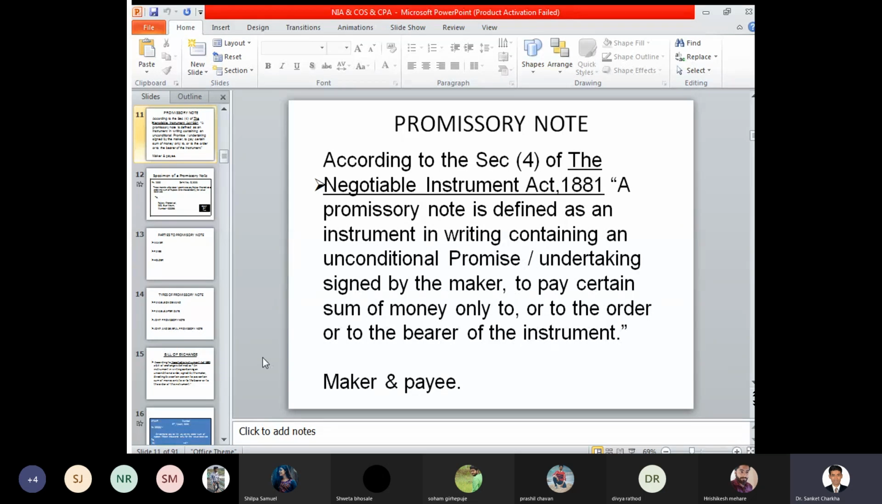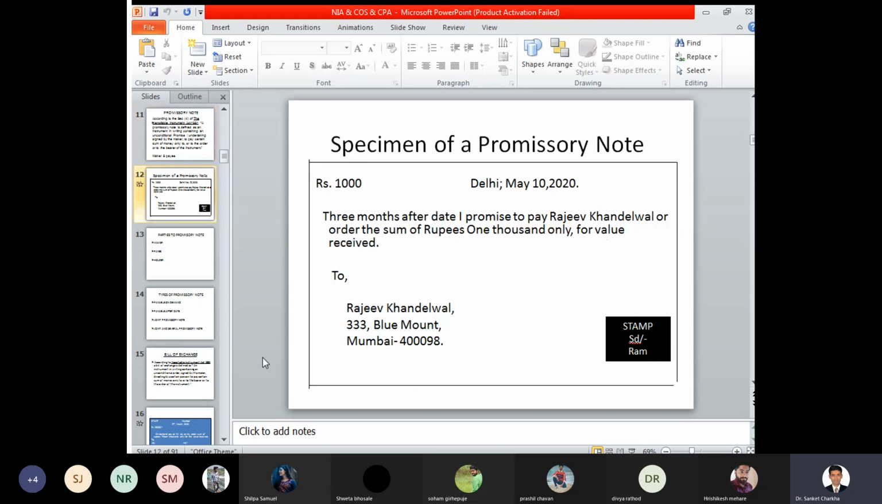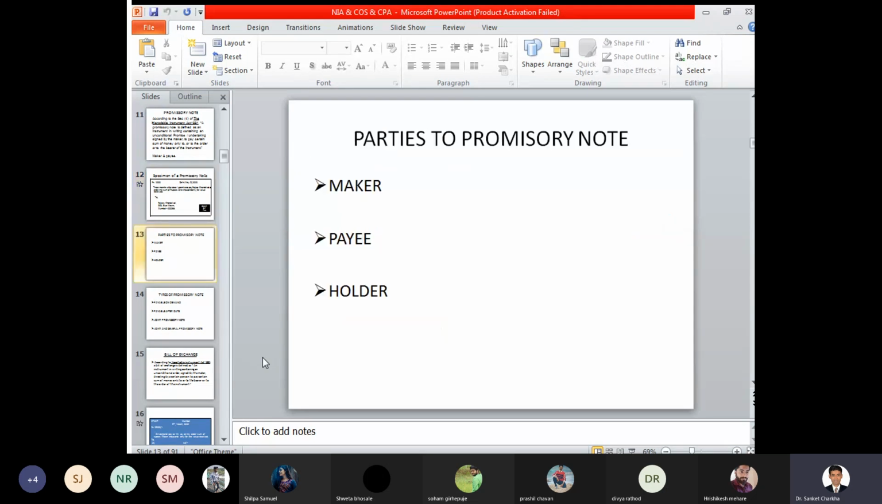Promissory note, according to section 4 of the Negotiable Instrument Act. Definition of promissory note: it is an instrument in writing containing an unconditional promise, which you may fulfill or may not fulfill, signed by the maker to pay a certain sum of money to the order or to the bearer of the instrument. Format of the promissory note: three months after date, I promise to pay. So it is just a promise, and it may or may not be fulfilled.